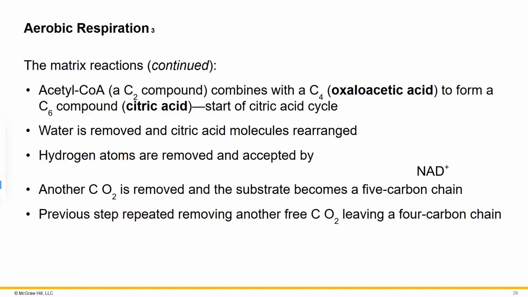The matrix reaction, so acetyl-CoA combines with C4 oxaloacetic acid to form citric acid, and that's the start of the citric acid cycle. Water is removed and citric acid molecules are rearranged. Hydrogen atoms are removed and accepted by NAD. Another carbon dioxide is removed and the substrate becomes a 5-carbon chain. Previous step repeated, removing another free carbon dioxide, leaving a 4-carbon chain.